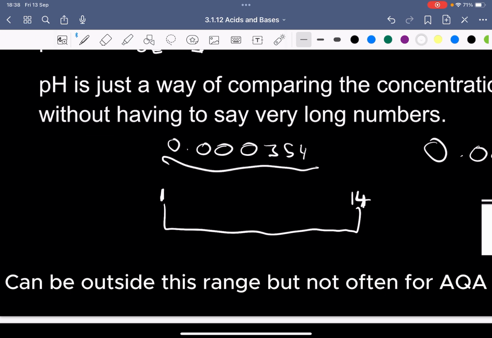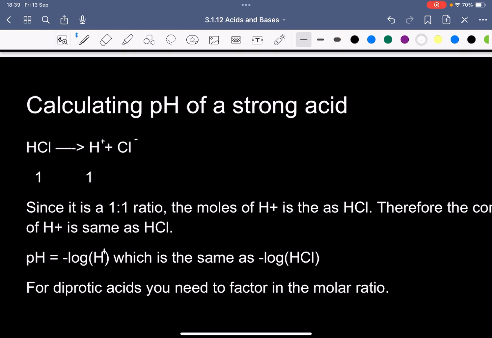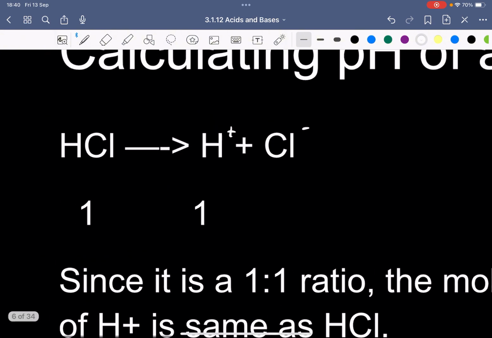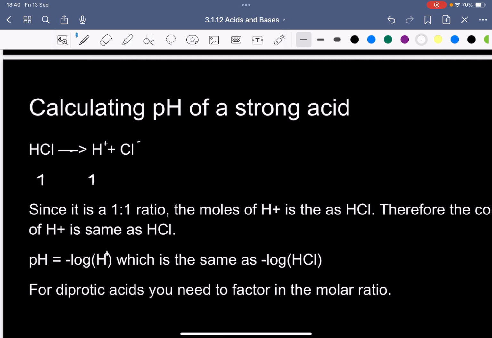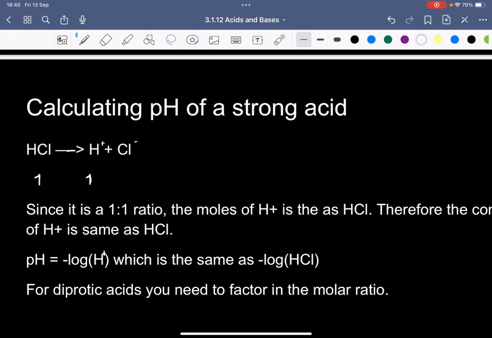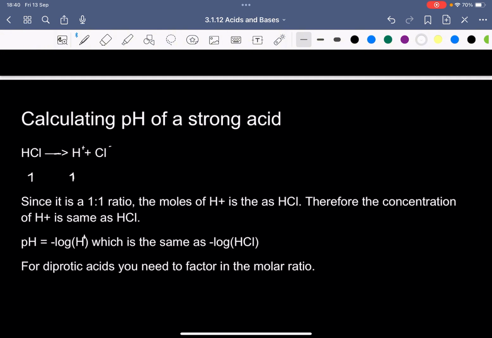Alright, so for your exams, you also need to be able to calculate the pH of a strong acid. So we use the fact that a strong acid fully dissociates in water. Now, what this means is that if we have originally 1 mole of hydrochloric acid, then in this ratio, there's going to be 1 mole of H plus ions. Okay? So since it's a 1-to-1 ratio, the moles of H plus is the same as HCl. Therefore, the concentration of H plus is the same as HCl.